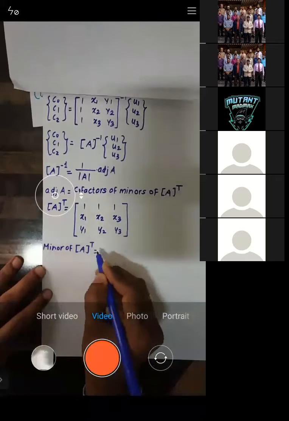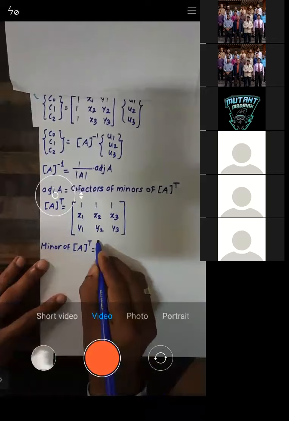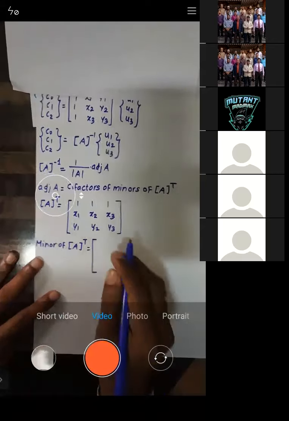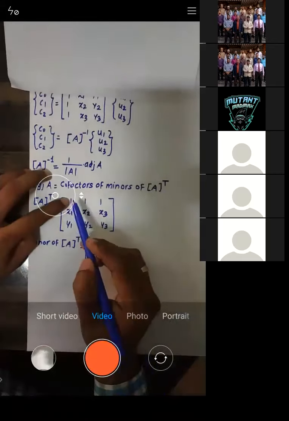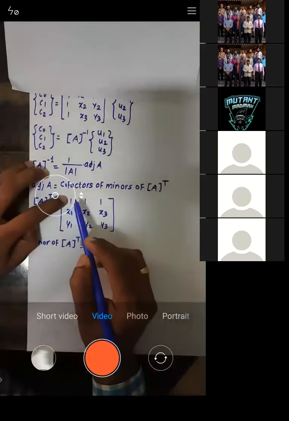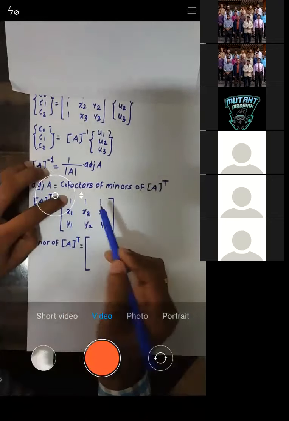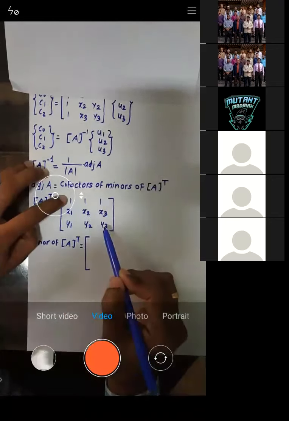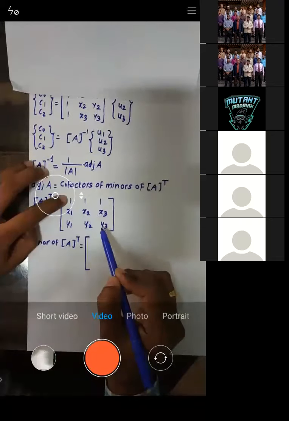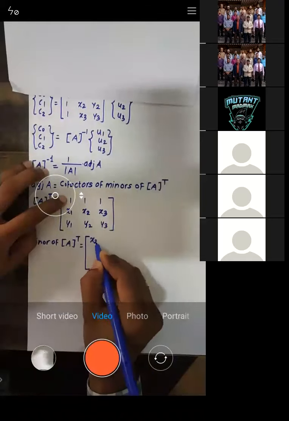Okay, let us take its minor. So for taking the minor, how to take its minor? All of you know this one. I need the minor of this element. For this element, I'll just cancel this row and this column. Try to understand. What is happening? X2 y3 minus x3 y2.